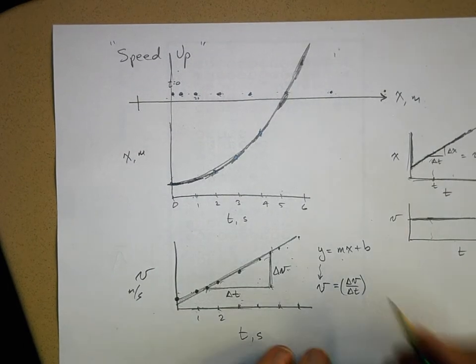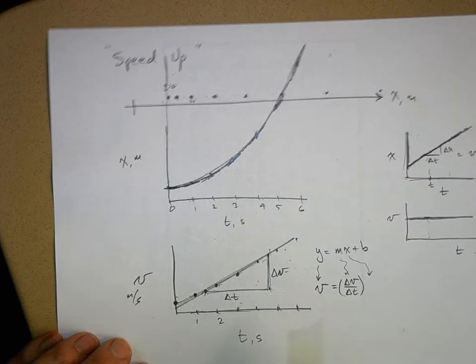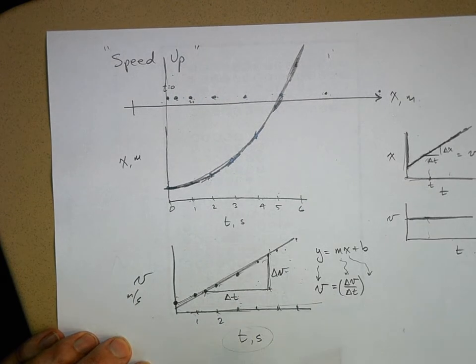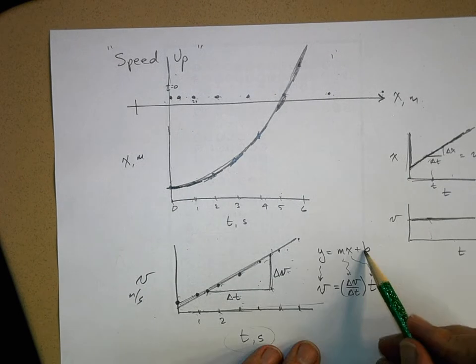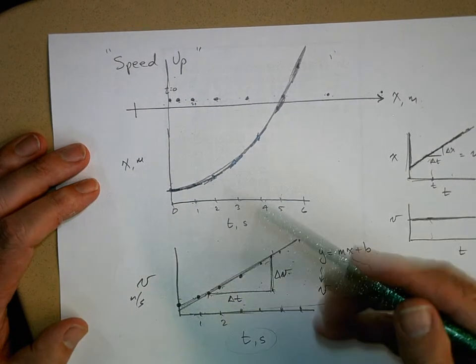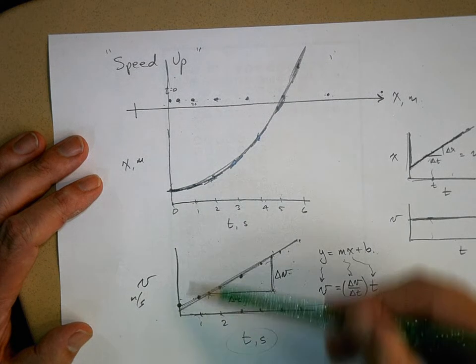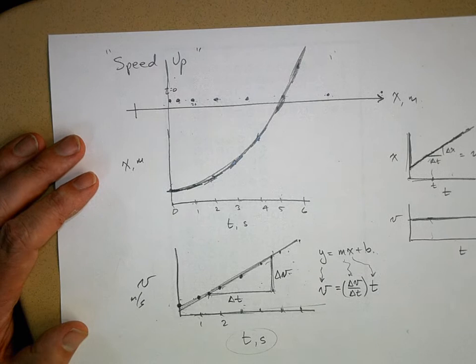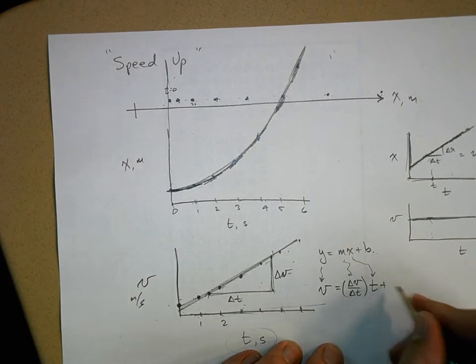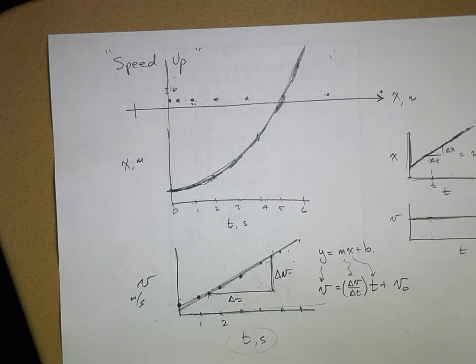So there's our slope. Now what is our x-axis? Oh, it's time. And then plus, what is our y-intercept? Well, it's not our y-intercept, it's the velocity when time was equal to zero. So what do we call that? V naught.